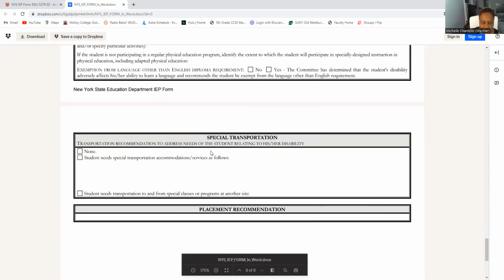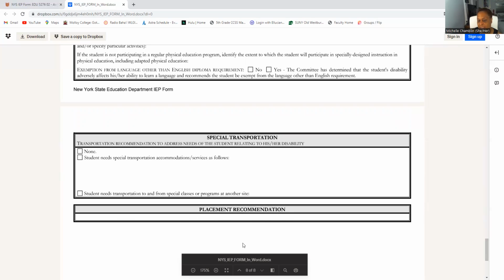And so here we have special transportation. Will the district be providing special transportation? None. Student needs special transportation, so we write as follows, or student needs transportation to and from special classes or programs at another site. So we have to fill this out.